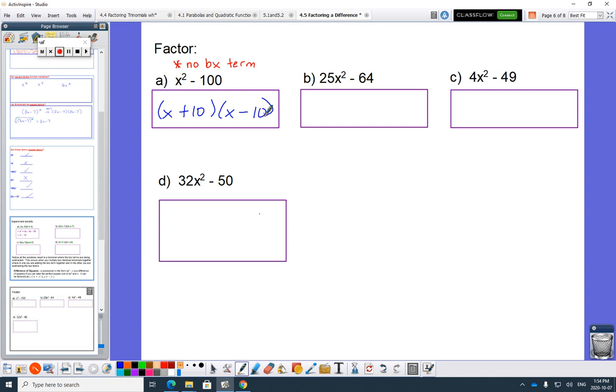Okay, so what's the square root of 25? 5. Square root of 64 is 8. I'm going to write the negative first this time. Same thing here, square root of 4x squared is 2x, square root of 49 is negative 7, positive 7.